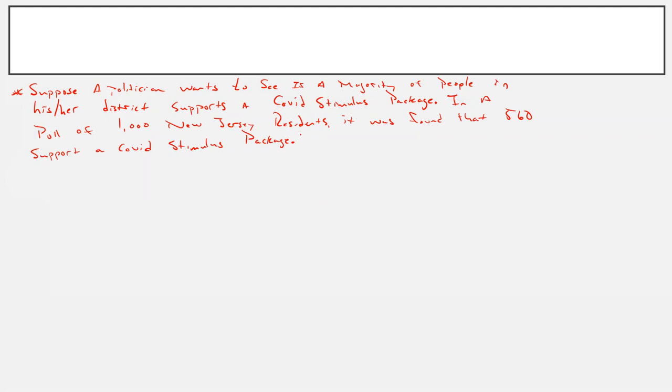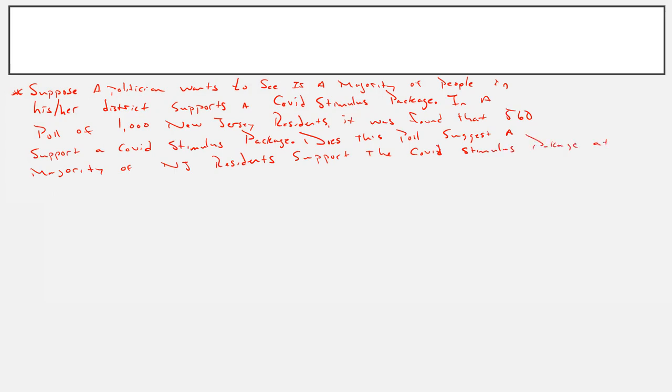Okay, so does this poll suggest a majority of New Jersey residents support the COVID stimulus package at the 95% confidence level?